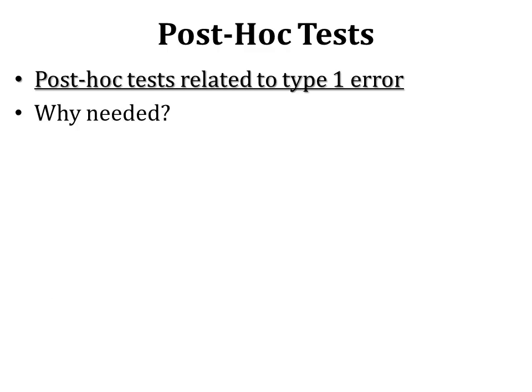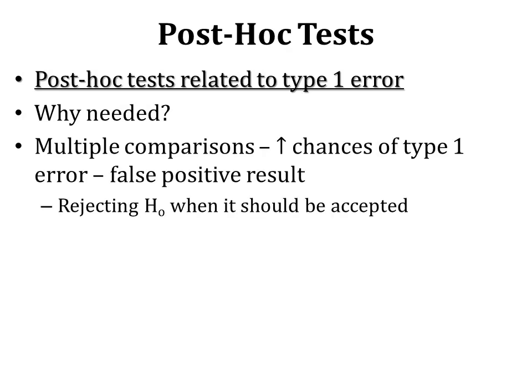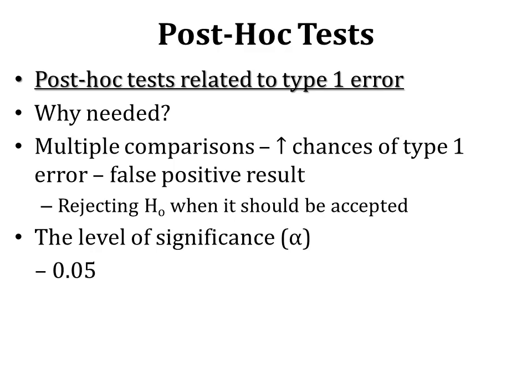Let's see examples, again the post-hoc test related to type 1 error. The question is why they are needed. We know that the chances of making type 1 error increase with multiple comparisons. When we are performing multiple comparisons for a single experiment, we increase the chances of making type 1 error. And what is a type 1 error? This is a false positive result, which means rejecting the null hypothesis when it should be accepted. The level of significance is usually set at 0.05, so you reject or accept the null hypothesis at the level of significance of 0.05, which means there is always a 5% chance that you are rejecting your null hypothesis incorrectly.